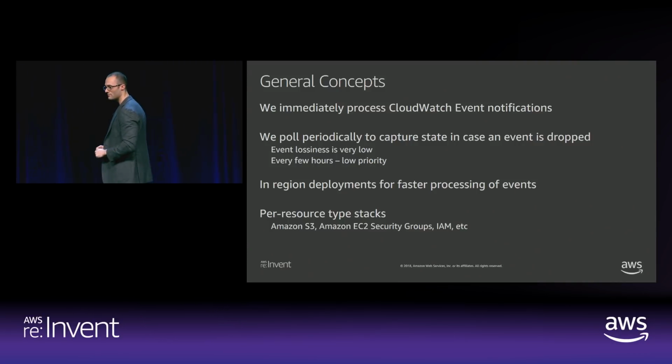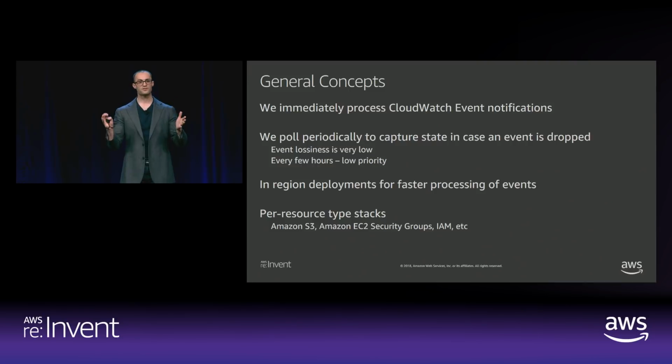We also have a poller. The poller polls for all resources every couple of hours. It's basically your insurance policy in case an event ever gets lost. The lossiness is very low, but you still need to have a poller component anyway. It's every few hours, super low priority.